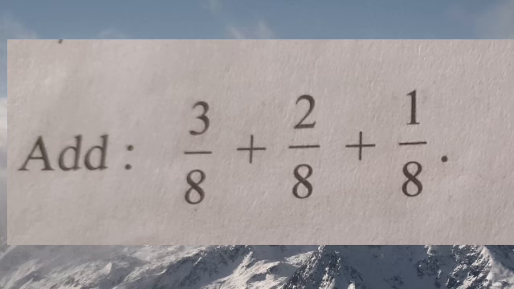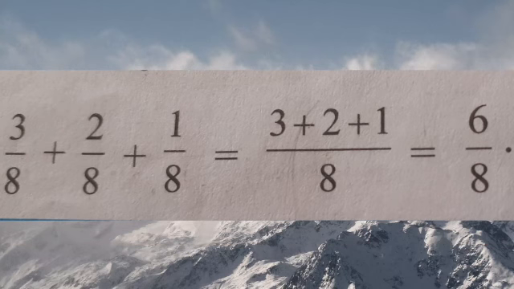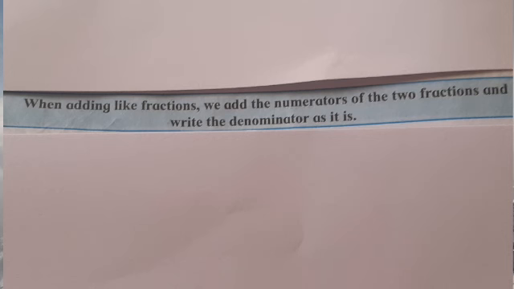So let us solve the example. Let's add the numerators 3 plus 2 plus 1 and write the denominator as it is, 8. So the answer is 6 by 8. So what do we learn with the help of the above examples? We learned that when adding like fractions, we add the numerators of the two or more fractions and write the denominator as it is. Students, remember, to add like fractions, add the numerators of the two or more fractions and write the denominator as it is. Okay?